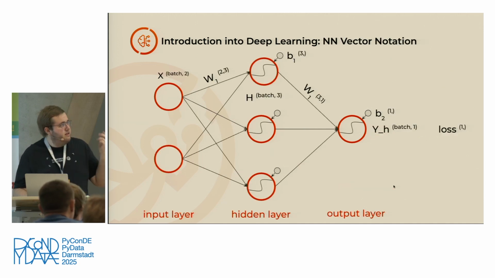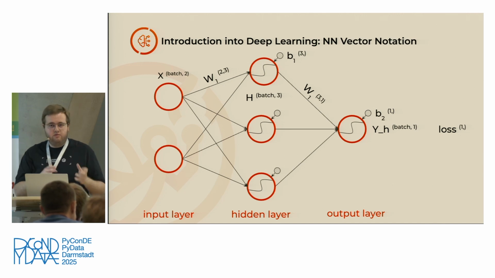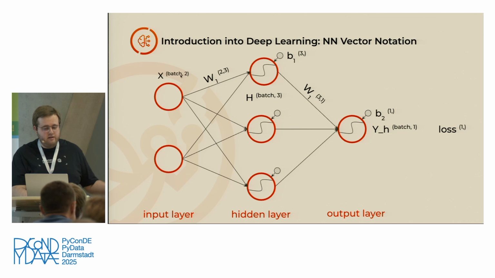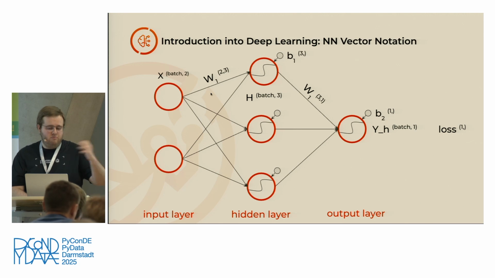Okay, and another thing that is worth mentioning is that on the previous slides, we dealt with all neurons independently. However, usually we use vectorized operations. Therefore, our input would be a matrix of size batch by 2, where the batch is the number of observations in our input. Then the weight would be a matrix of 2 by 3. The hidden layer would be a matrix of batch by 3, and so on.